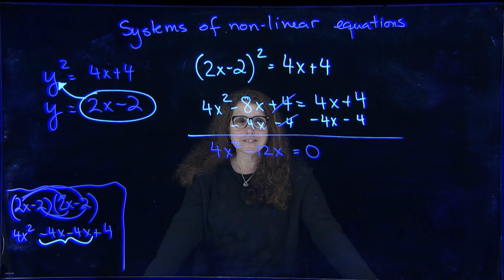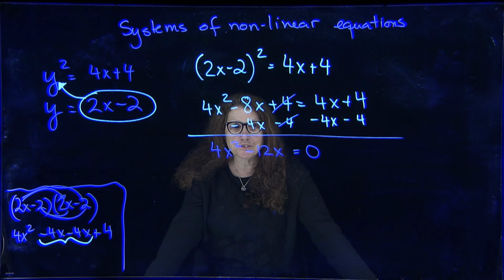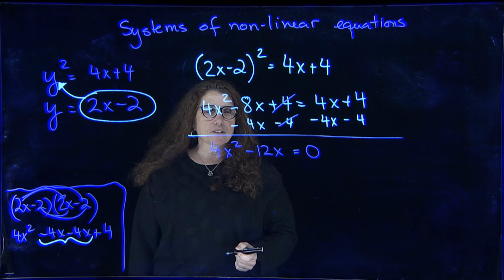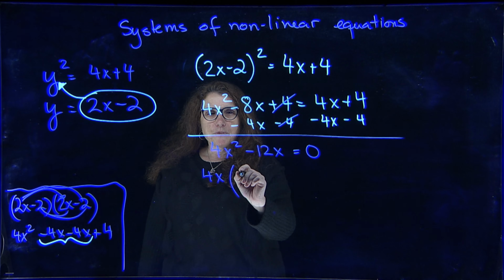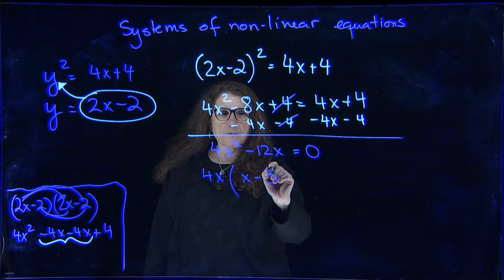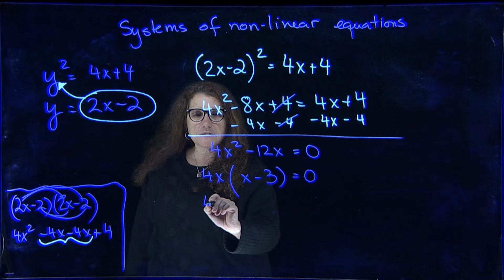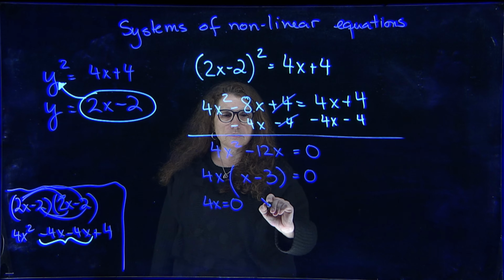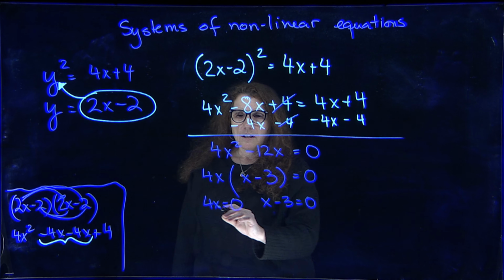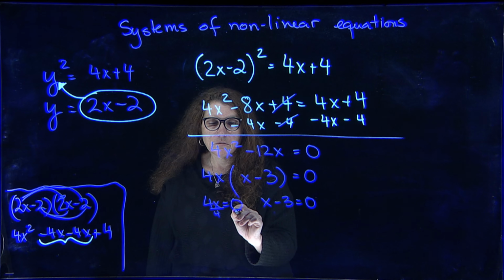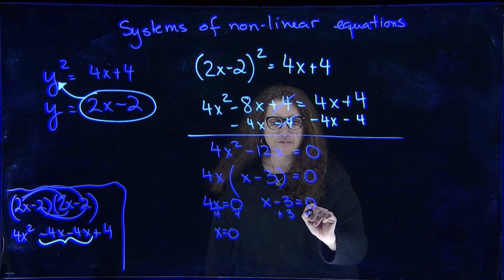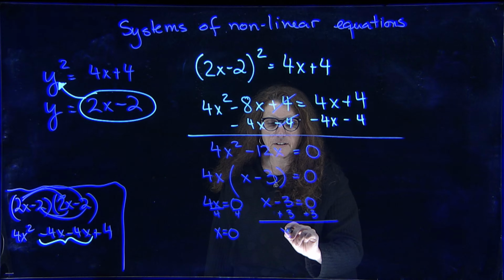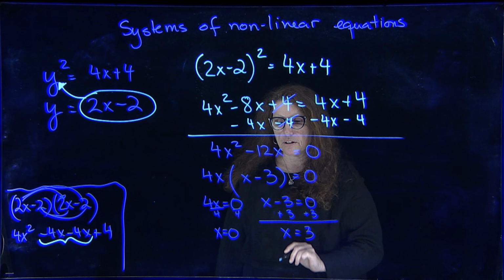How would you solve this now? Well, if it was me, I would want to think about factoring. Factoring is always good. We can factor this. The greatest common factor is 4x, and that leaves me with x minus 3 equals 0. So now I set each factor equal to 0, and divide by 4. x is equal to 0. And here I'm going to add a 3, and you get x is equal to 3.